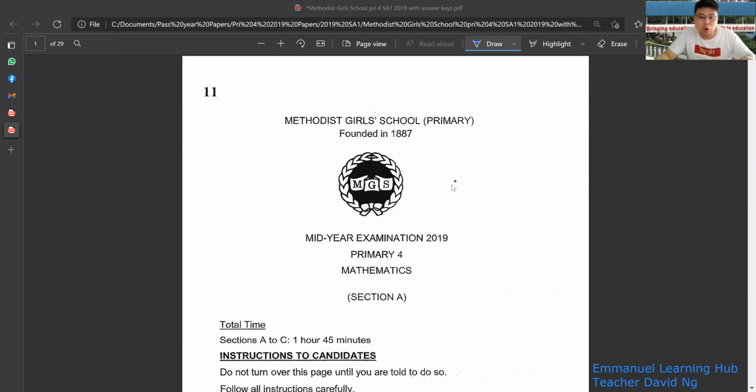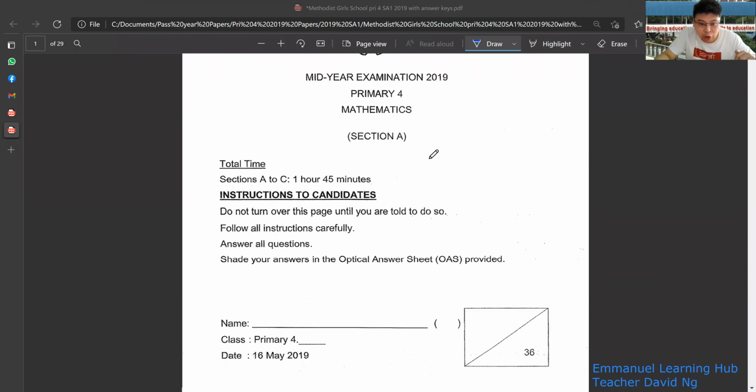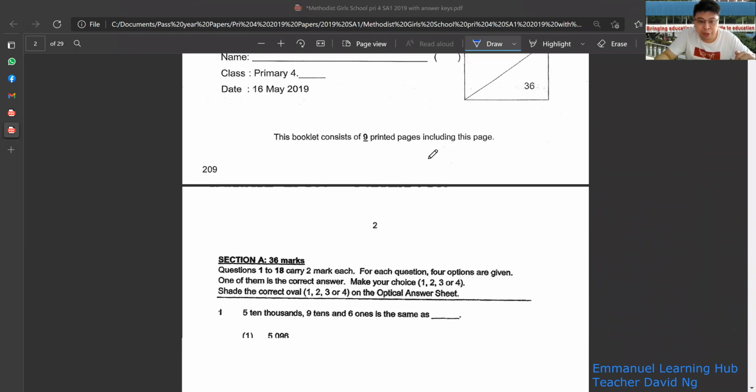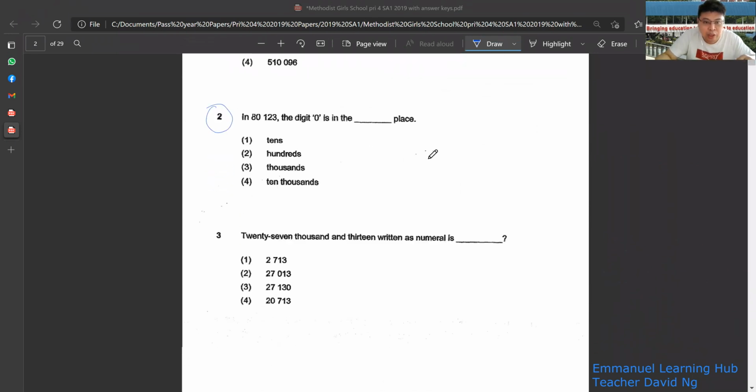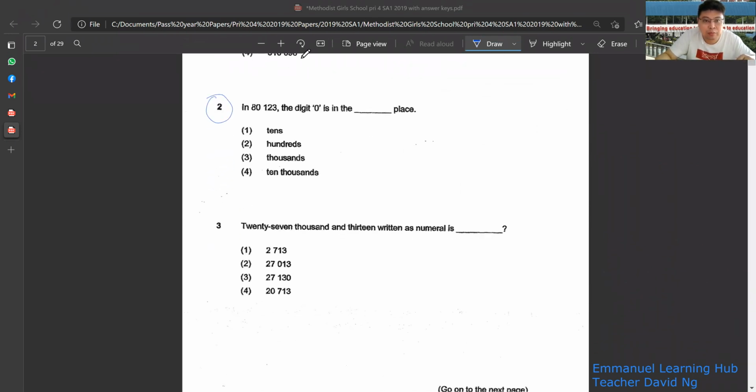Okay, today I'll be going through the Methodist Girls paper for Primary 4, their mid-year 2019, with my student. I'll only be going through questions that she got wrong for this paper. So the first question I'll be going through is question 2.